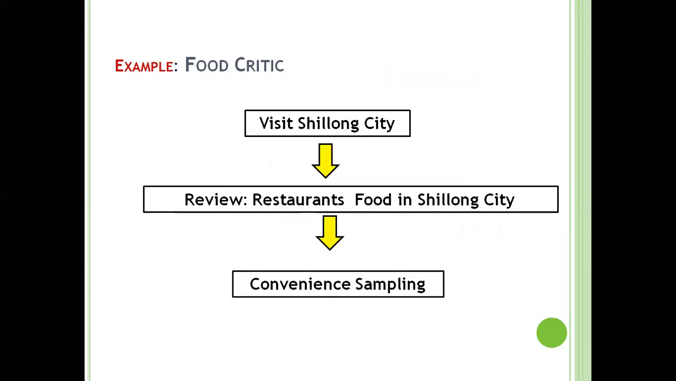Or we can take another example. Let's say a very famous food critic visited Shillong city, and he wanted to write an article or a review about the food in the restaurants in Shillong city. So what happened? This food critic will visit the restaurant which is most convenient to him, maybe near his hotel. Based on this, he'll eat the food, go back, and then based on his experience, he'll write an article about the food in the restaurants found in Shillong city. So what did he do exactly? He's using a convenient method of sampling, right?